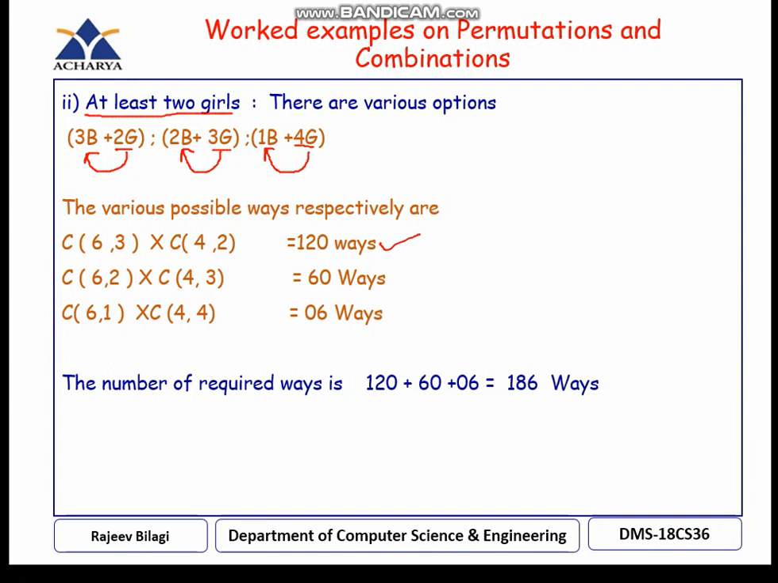The second one is two boys out of 6, so that is 6c2, then three girls out of 4, so that is 60. And the last one is 6c1 and 4c4, which is 6 ways. So all these are the total number of possible combinations: this one, this one, and this one. So totally 120 plus 60 plus 6 is 186 ways where the second option can be formed.